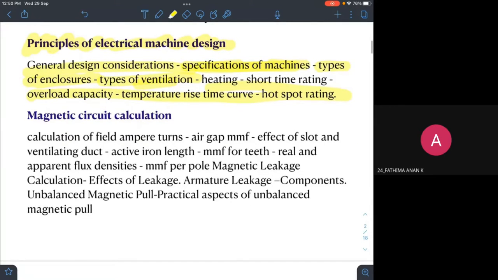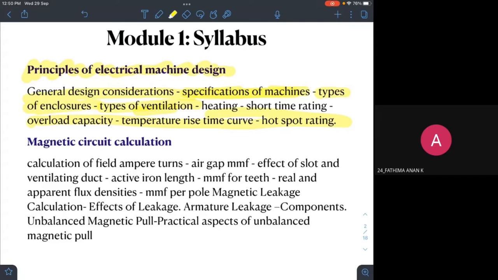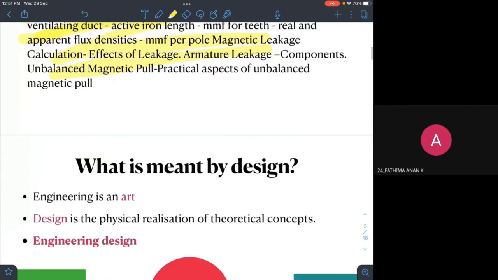Then the second part: every machine has a magnetic circuit associated with it. If you take the fundamental principles of every machine, they are based on magnetism, and that is why you will be learning the magnetic circuit calculation in this first module, so that you can apply this understanding in the coming modules, like transformer design, DC machine design, induction machine design and so on. Whatever basics you need, you will be learning in this first module.